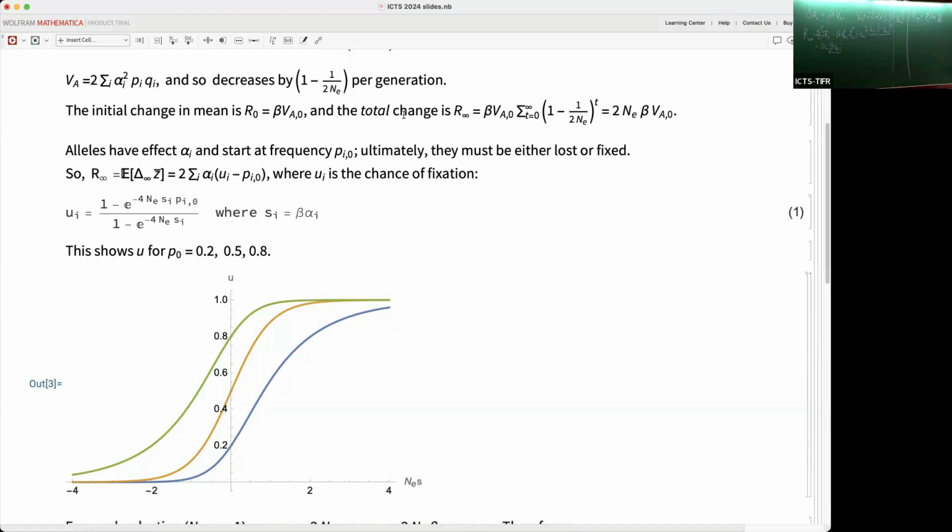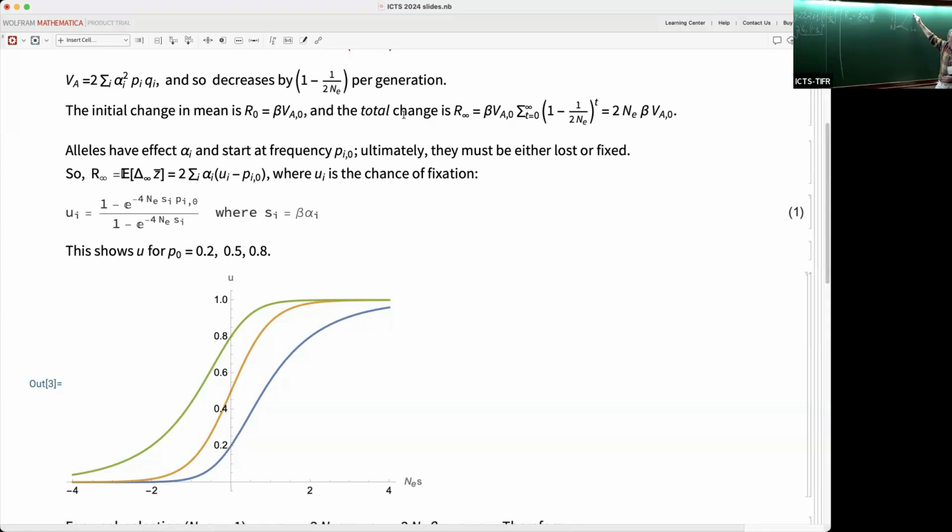So what's happening is that we imagine a population with a whole set of alleles, some of them rare, some of them common, some distribution of allele frequencies. And in the long run, they must either be lost or fixed, okay? So we're running this whole process so that alleles that start at frequency p0 have some probability U of fixing, 1 minus U of being lost, okay? So the expected frequency at the end is just U.